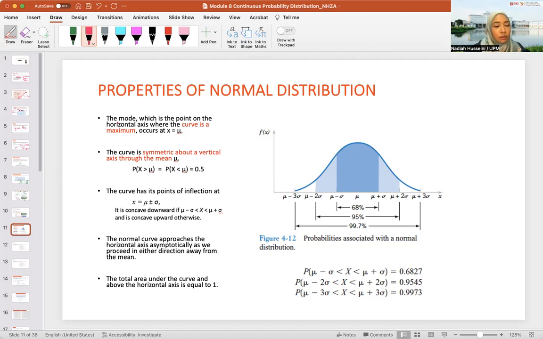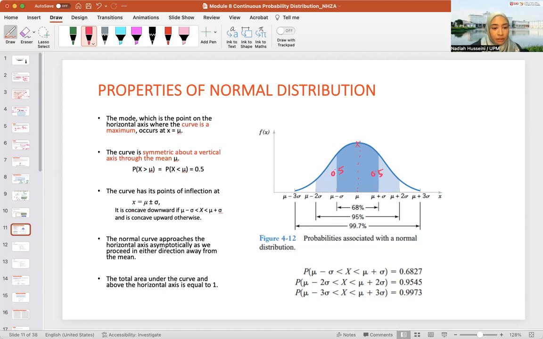Moving on to this slide. The mode, which is the point on the horizontal axis where the curve is a maximum, occurs at x equals mu. Let's label that. The curve is symmetric about a vertical axis through the mean mu. The total probability of a normal curve is 1, so if it is symmetrical and mu is the mean, you would have 0.5 over here and 0.5 over here. The probability of x being greater than mu or less than mu is equal, which is 0.5.